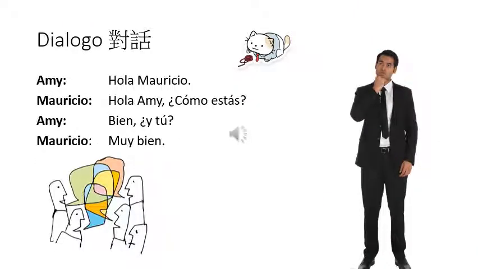Hola, Mauricio. Hola, Amy. ¿Cómo estás? Bien. ¿Y tú? Muy bien. How do you say hello to someone in Spanish? Hola. Make sure that you repeat the word after Mauricio. Let's try again. Hola. Hola is the most common greeting in Spanish. Usually when two people meet, they'll ask how each other is. You can ask how someone is in Spanish by saying, ¿Cómo estás?